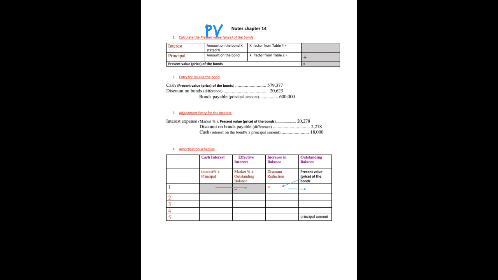Let's say that the stated interest on the note was 5%. This is the stated rate, meaning it's written on the note itself, and the market rate was 7%. So 7% is the market interest rate, and 5% is the stated or written rate on the bond itself. In this case, the first step is to calculate the present value of the note itself.